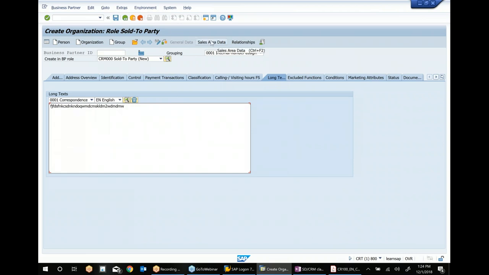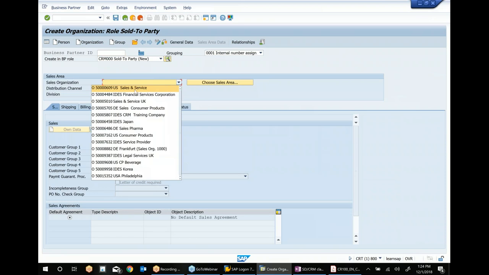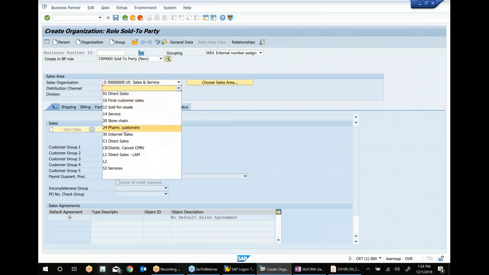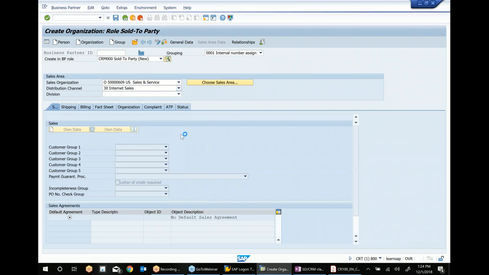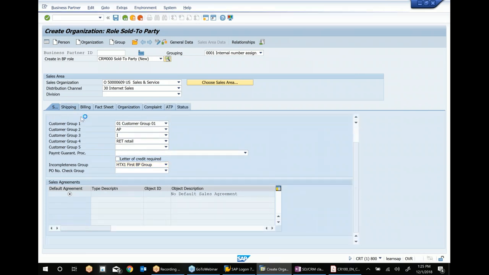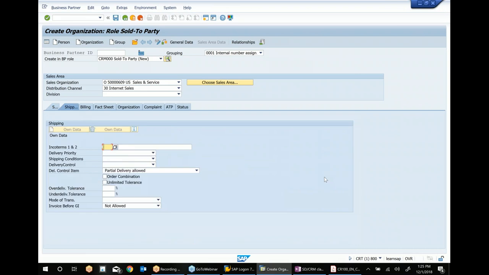Then you go to sales area data. This is the sales area data. You can choose the sales organization. You can select the distribution channel. You can choose customer group. What group of customer it is. We can also choose in completion log. We can, and all these different things. Then we go to shipping. In the shipping, we can select in code term. We can select delivery priority, shipping condition, delivery control.